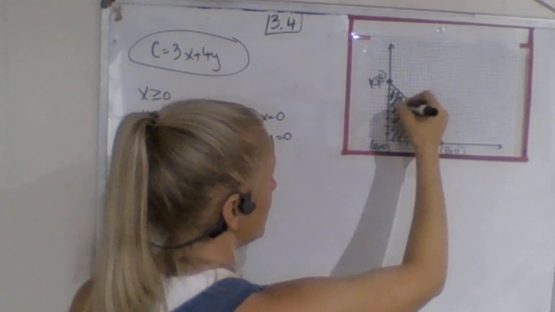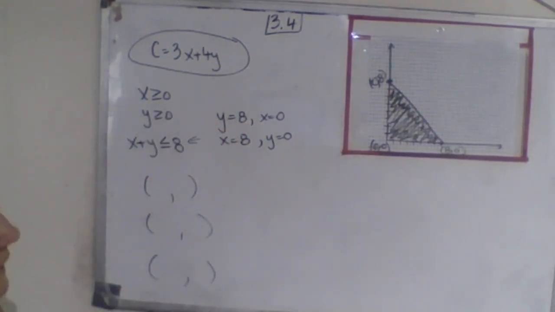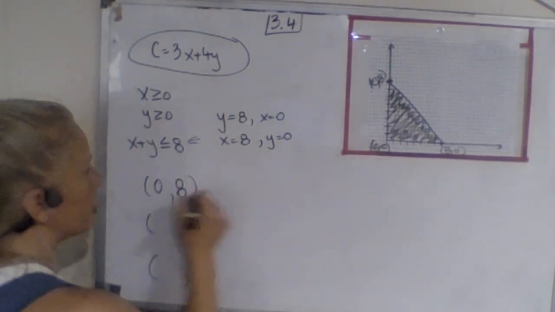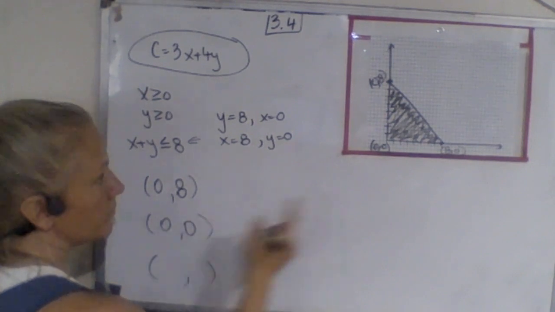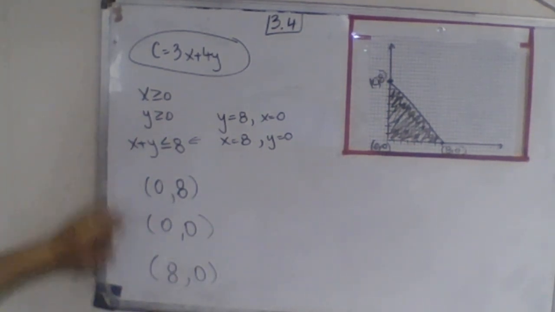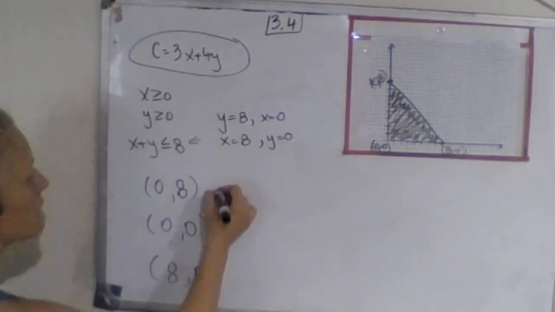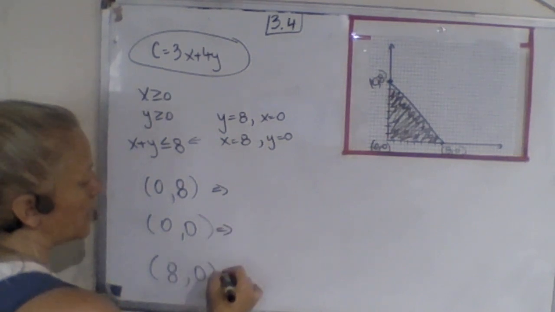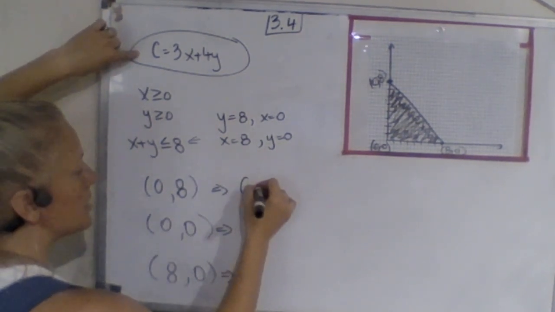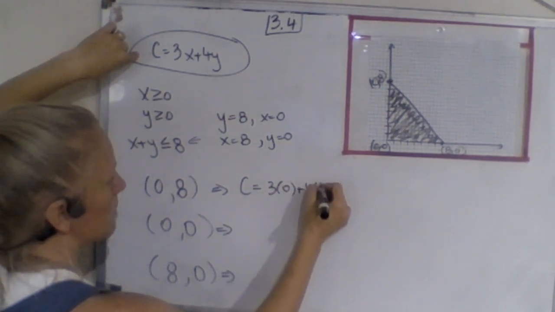Now, when we do this, you're going to notice that we have exactly 3 points that I can get from this function. The first one is 0 and 8. The second one is 0, 0. And the third one is 8 and 0. And now I need to see which one of these represents the maximum, which one represents the minimum. Which means for each one of them, I'm going to plug the x and the y into my function and see what I get. In this case it becomes 3 times 0 plus 4 times 8.